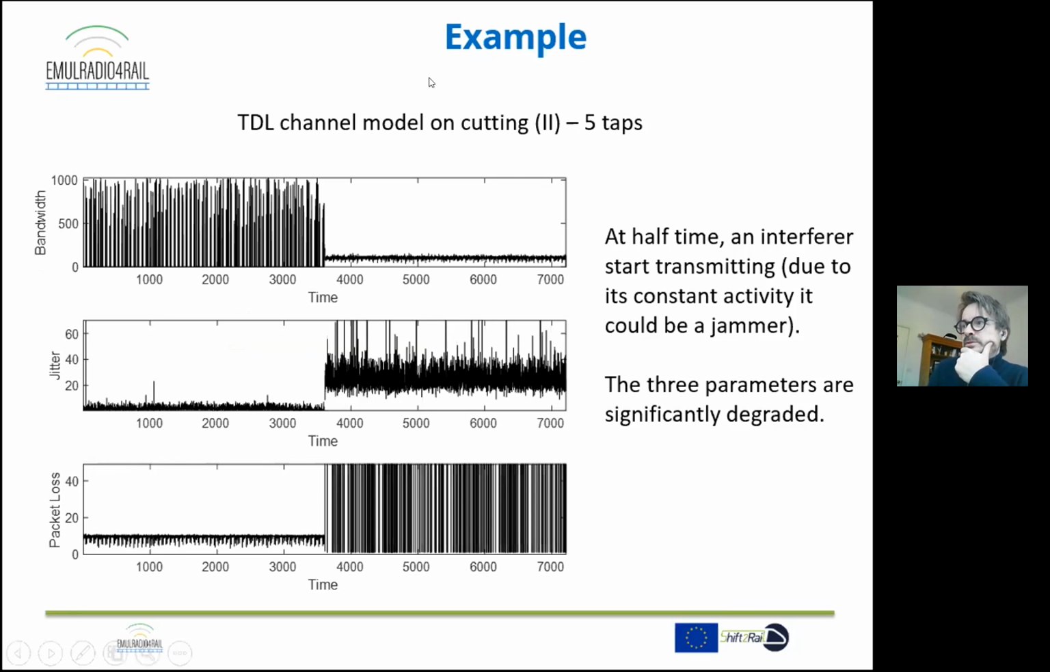I don't remember which channel model, it's a 5-type channel model. And in the middle of the transmission, there was an interferer that started to transmit. So it was nearly a jammer because he was transmitting a lot, I think. But you can see the difference on the bandwidth, so the available throughput that the user can use. The jitter also increases significantly after. The packet loss also is much more degraded when you have the jammer.